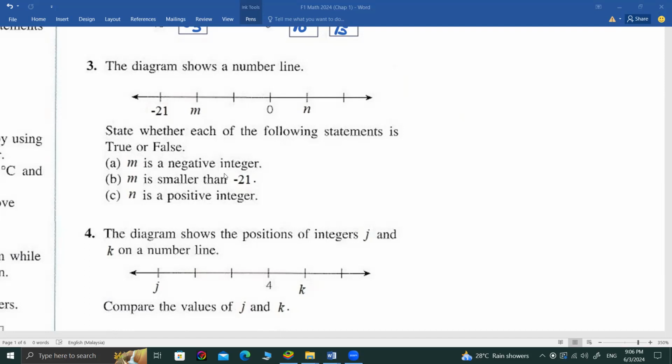Then m is smaller than negative 21. True or false? m 比 negative 21小，对吗？ True or false? False. 越右边越大的, anything to the right is larger or greater than the left one. Okay, 明白吗？右边的一定是比左边的大的。Got what I mean? So it means m is to the right of negative 21? So m is greater, right? Greater, but here it says smaller, wrong. So you tell false.